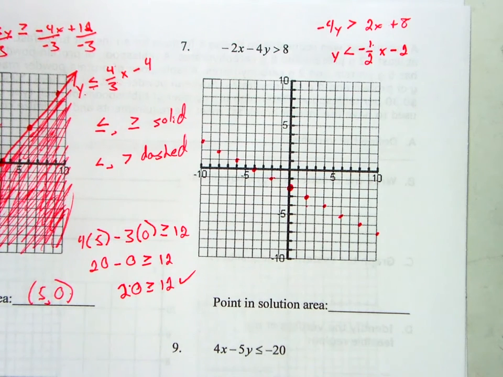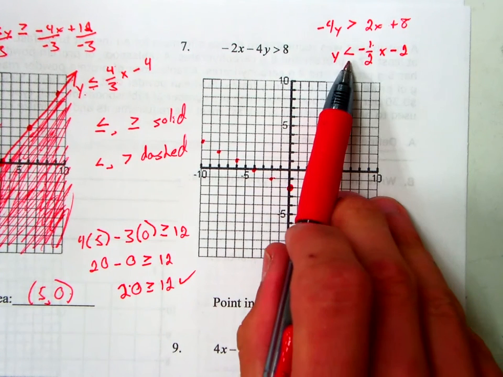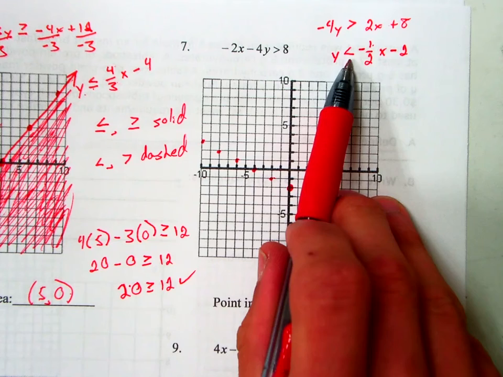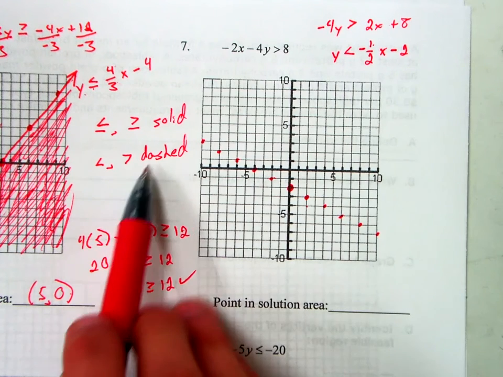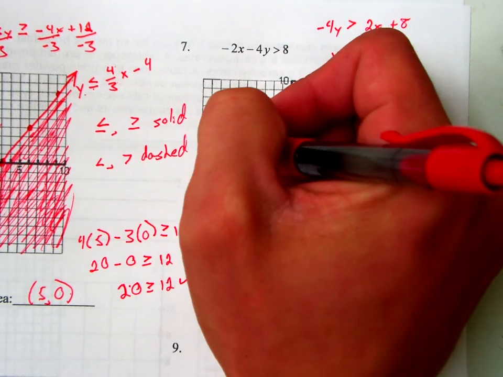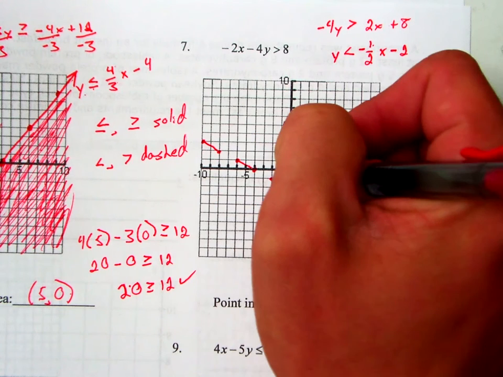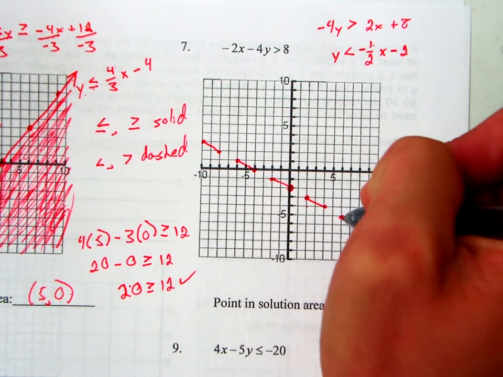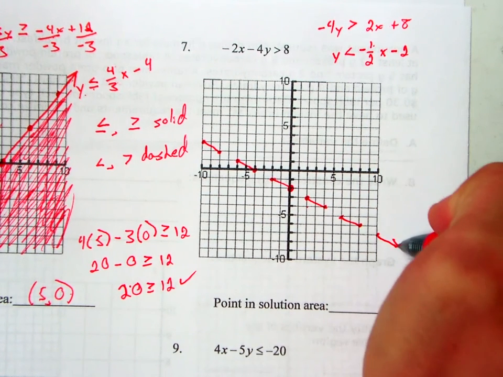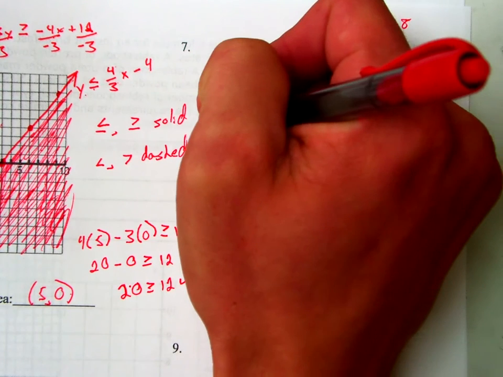Okay, so there's my line. Because it's strictly less than, like I said right here, it's going to be a dashed line. So I'll go ahead and actually just use every other point to make it a dashed line. Okay, so there's a dashed line.